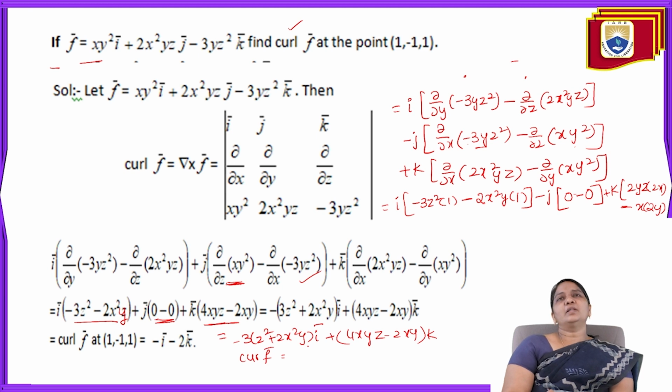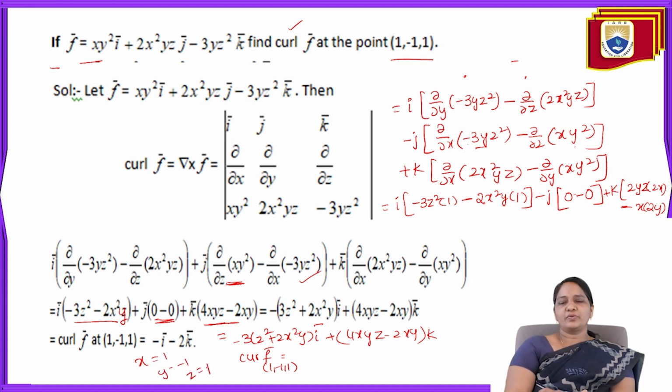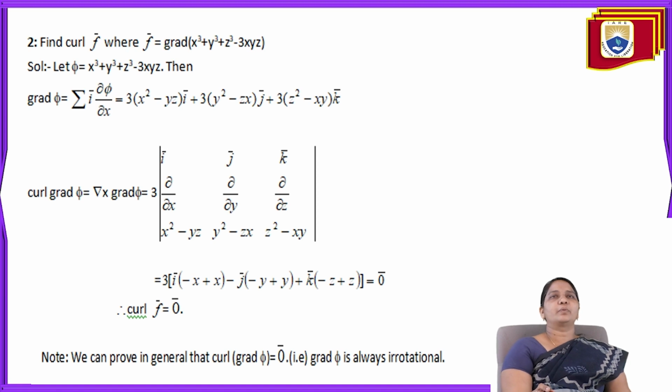But here they have given the point 1 comma minus 1 comma 1. So at this point, x value is 1, y value is minus 1, z value is 1. We are going to substitute here. So when you substitute x is 1, y is minus 1, z is 1, we get the curl F value as minus i minus 2k. Next we will move to the next problem.